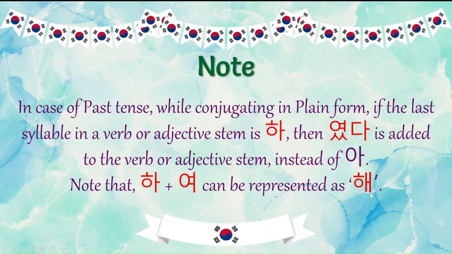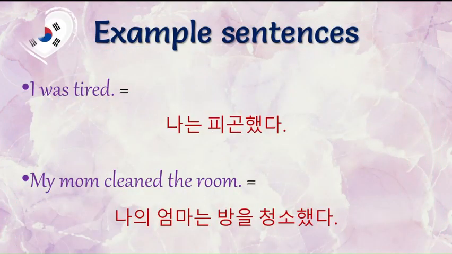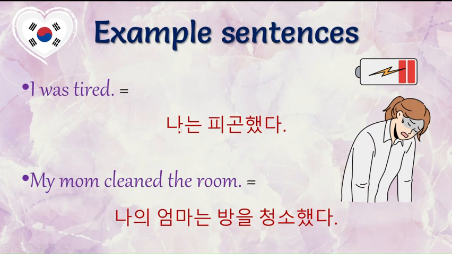Okay? Look at these examples to understand more clearly. First one is, I was tired. 나는 피곤했다. I is 나는. To be tired is 피곤하다. So it is a hada adjective. Now, when you look at the stem, it is 피곤하. In past tense, yotta is going to get merged with it and yo and ha will become he. So it becomes 피곤했다.